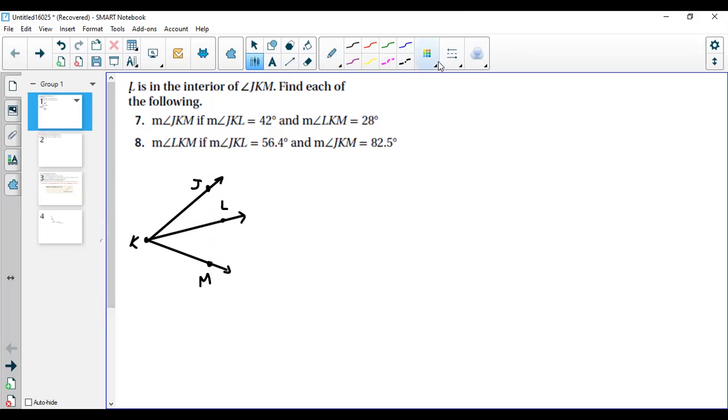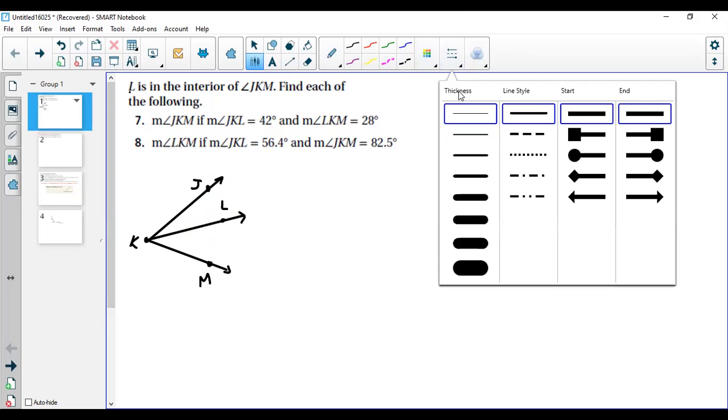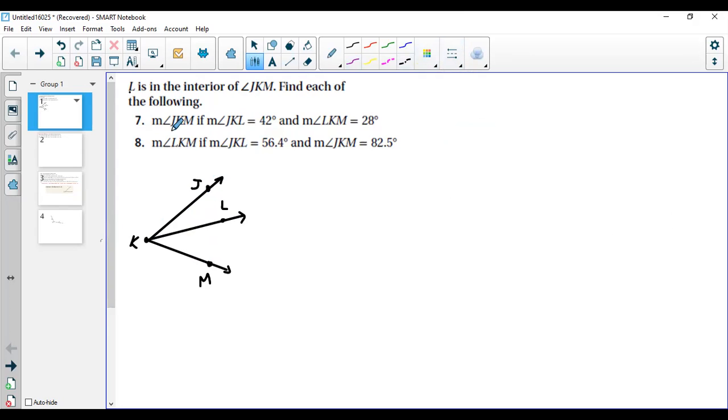Now what are they saying? Find each of the following. So they want you to find the measure of angle JKM, if angle JKL, this is one of the small angles, is 42 degrees, and angle LKM, that is another small angle, is 28 degrees. So which one do you have to find? They have given you the two small angles. You have to find the bigger angle.